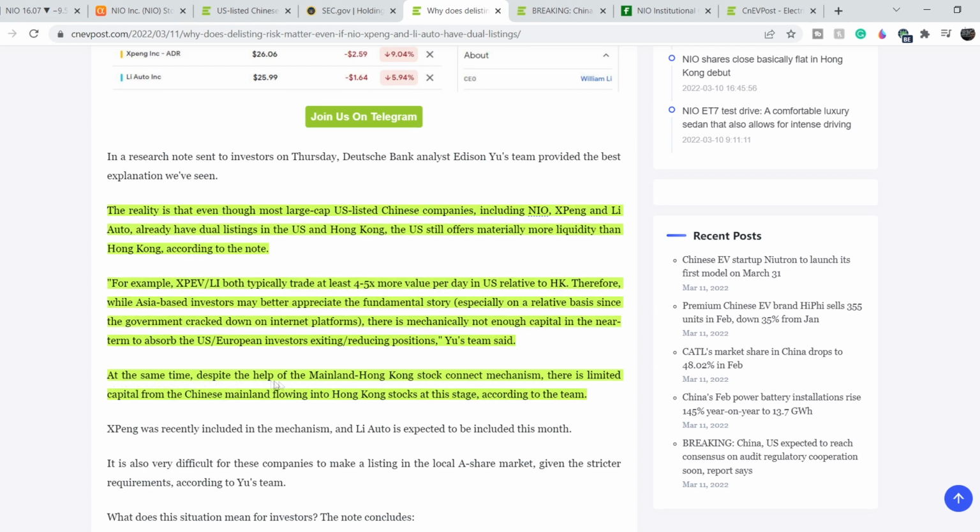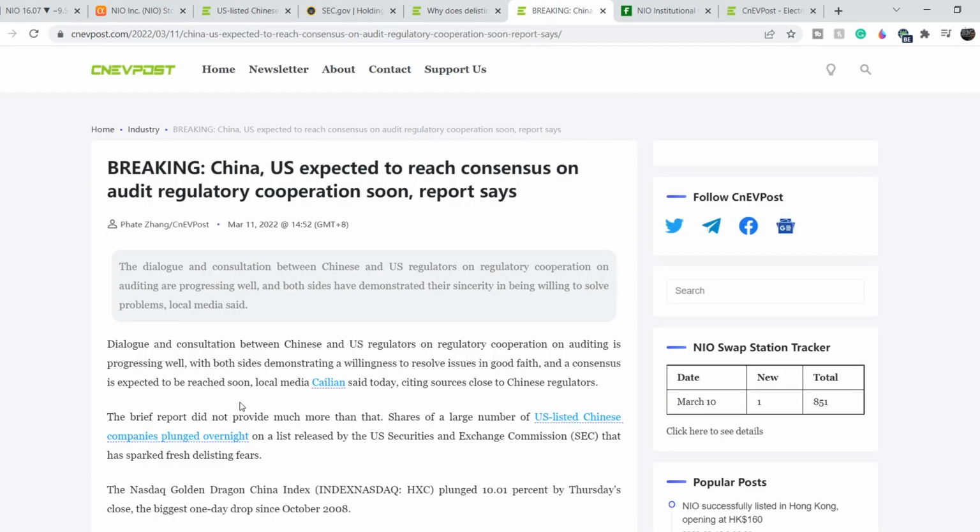At the same time, despite the help of the mainland-Hong Kong Stock Connect mechanism, there is limited capital from the Chinese mainland flowing into Hong Kong stocks at this stage, according to the team. And this is the best explanation, I have to say. Technically, there is not enough liquidity on the Hong Kong Stock Exchange to replace all the investors that might reduce their positions on the US stock exchange, and that is why it cannot fully hold the price of these companies. So let me show you good news related to this situation.